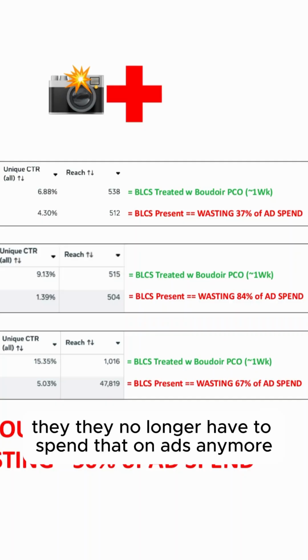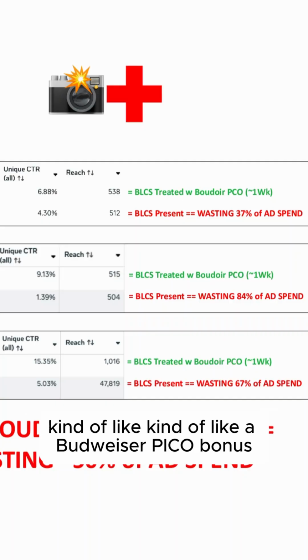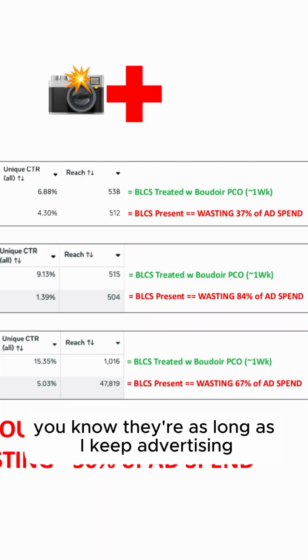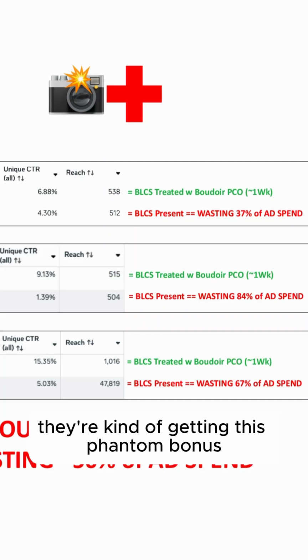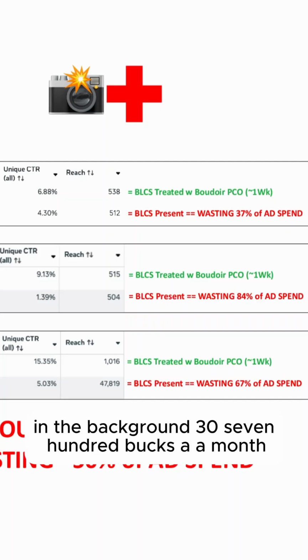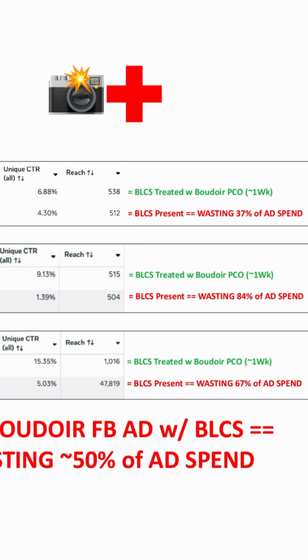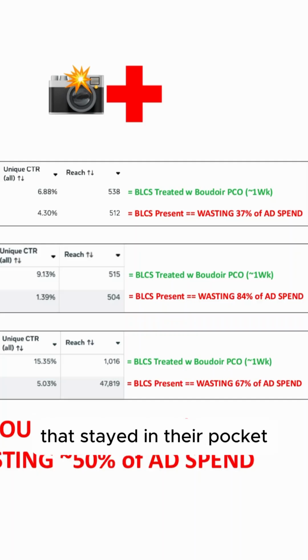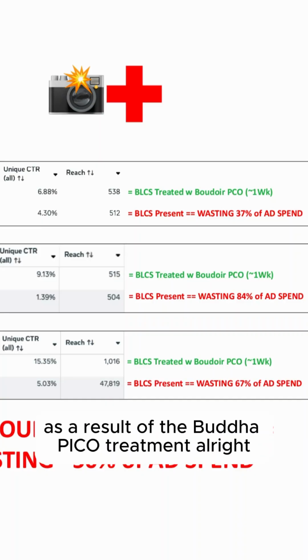They no longer have to spend that on ads anymore, kind of like a Boudoir Pico bonus. As a result, as long as they keep advertising, they're getting this phantom bonus in the background, $3,700 every single month. And at the end of the year, that's like a 40K phantom bonus that stayed in their pocket that they didn't have to spend as a result of the Boudoir Pico treatment.